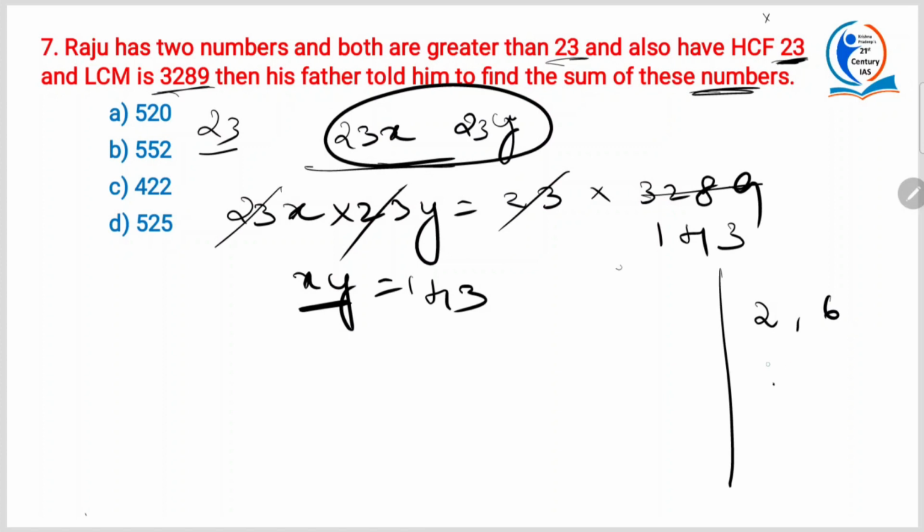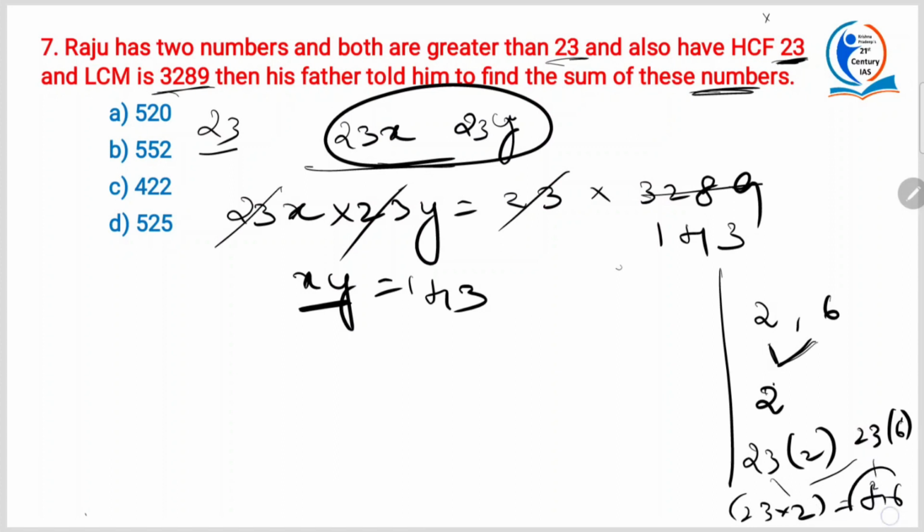Okay. Now what will the numbers be? First of all, you understand this. What will the HCF of these two numbers be? It is 2. Now if I substitute here 23 into 2 and 23 into 6, what is the HCF here? 23 into 2. And 23 into 2 is how much? 46. Now 46 will become the HCF. Okay. So 2 and 6 is ruled out.